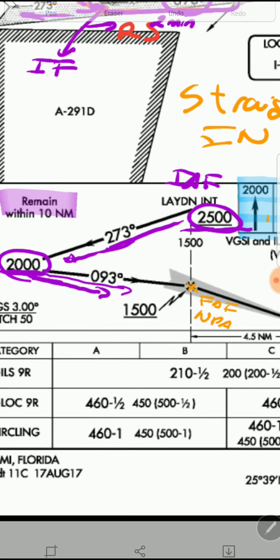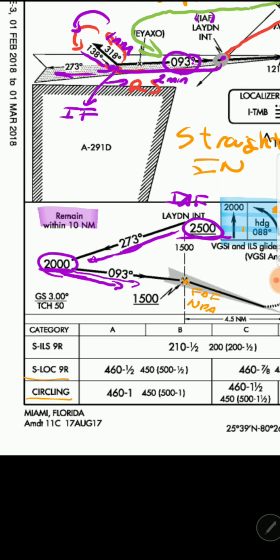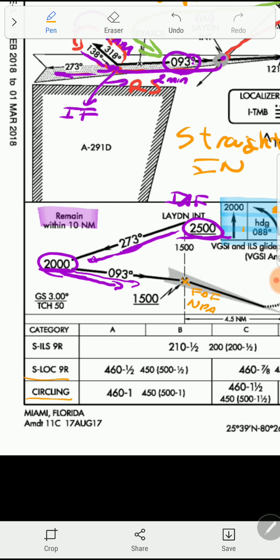What are the types of non-precision approaches? This one is going to be everything that does not have vertical guidance. In this case, localizer or circling are going to be my non-precision approaches. So how do I identify this when I do not have vertical guidance?